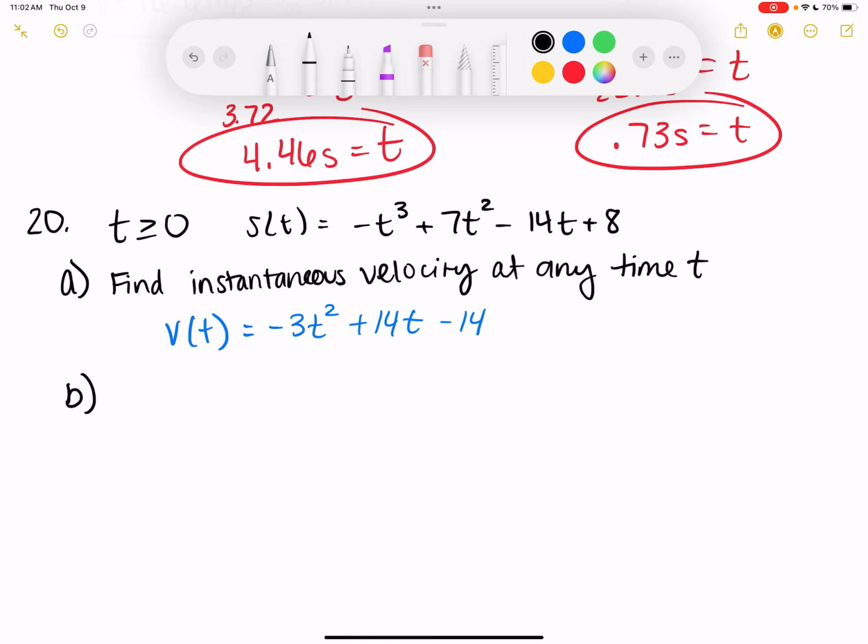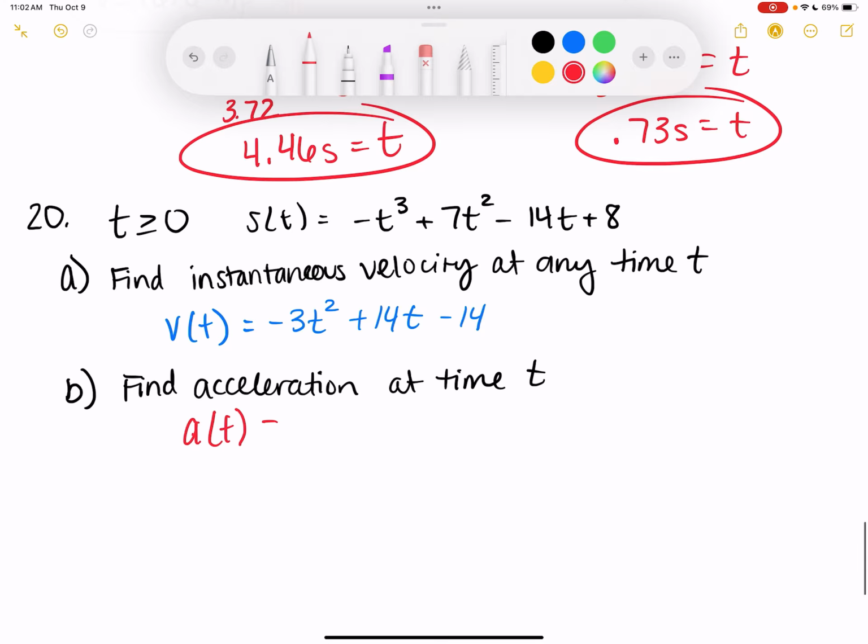Part B says to find the acceleration at time t, or any time t. So I don't know if we talked about this yesterday or not, but the derivative of position is velocity. The derivative of velocity is acceleration. So I need to take the derivative of velocity to find acceleration, and what would that be? Negative 6t plus 14. Yep.